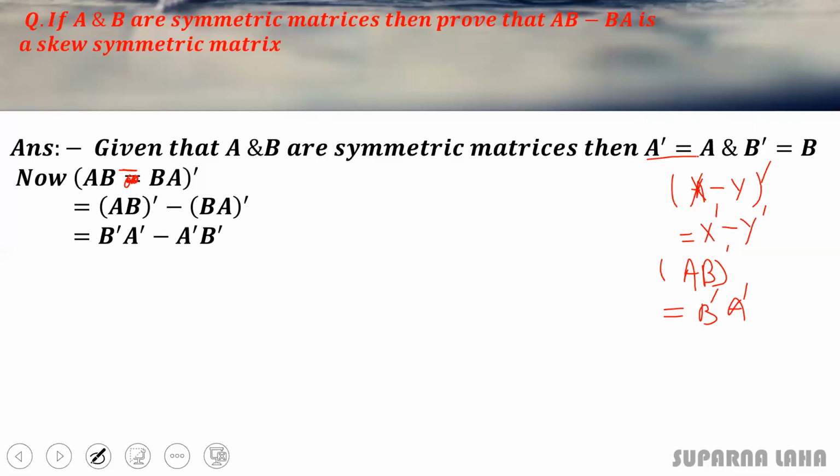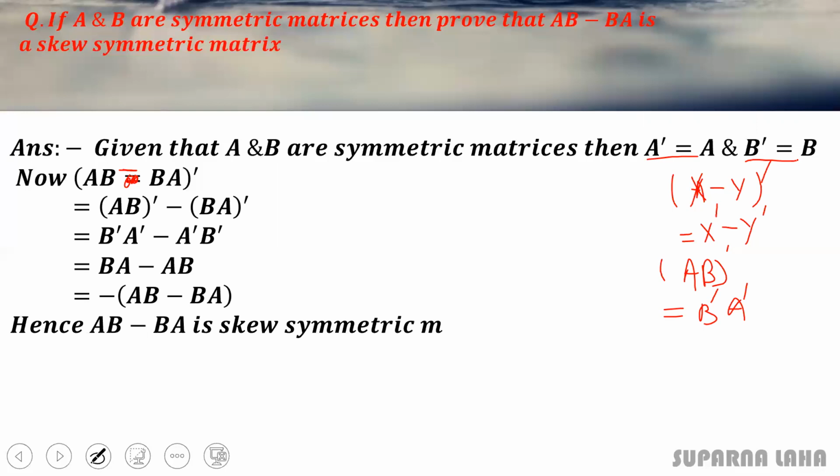Now apply this condition given here. A transpose is A and B transpose is B. So put that, that means this is BA minus AB. Now take minus common. So minus of (AB minus BA). So from here, you can easily say that this is a skew symmetric matrix. Clear? So whatever is given to you, just write down the condition and now check what you have to prove. First write it down and then prove it. What you have to prove, just write it in the rough and then prove it. Clear? So moving to the next problem.